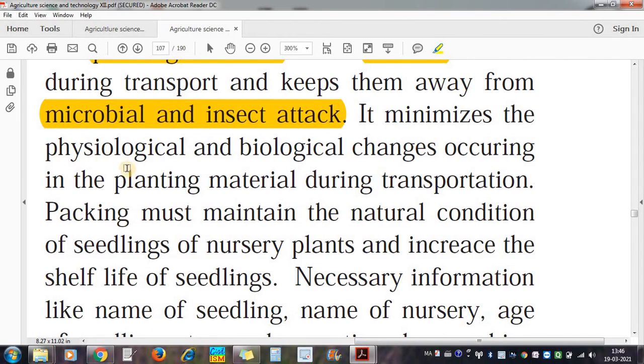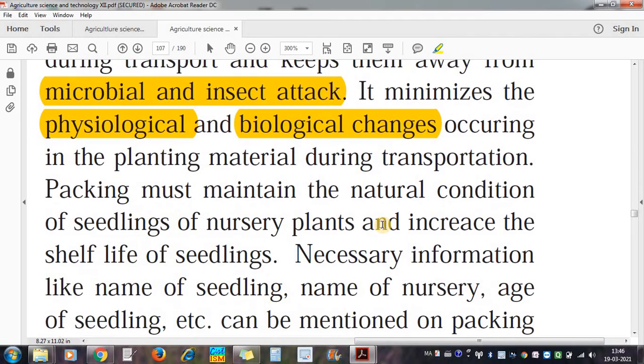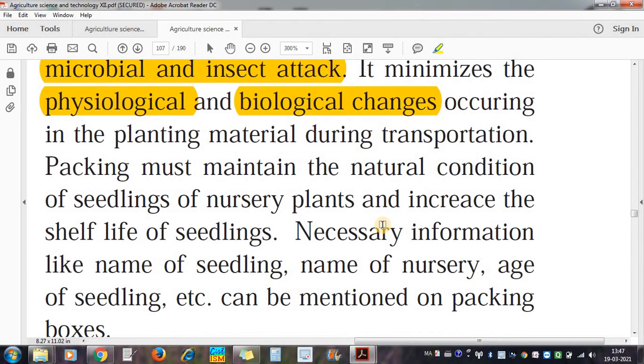So along with that, there is also the possibility of physiological and biological changes occurring in the planting material. The plants we are going to transport may get physiologically damaged. If there is complete darkness for 1 week while we are sending them a long distance, they may stop photosynthesis and the plant may turn yellow and die. So biological changes may take place because of such things.